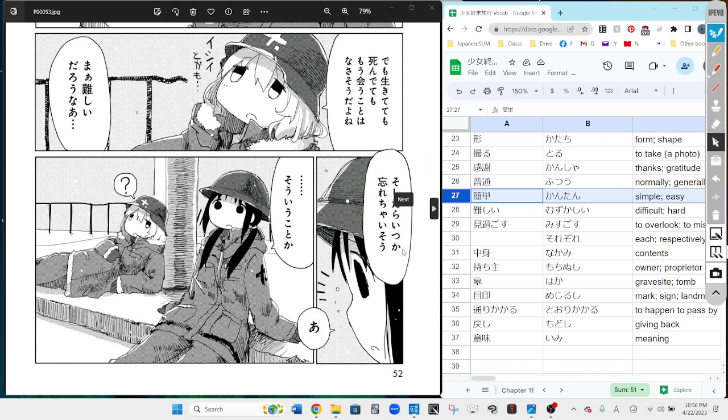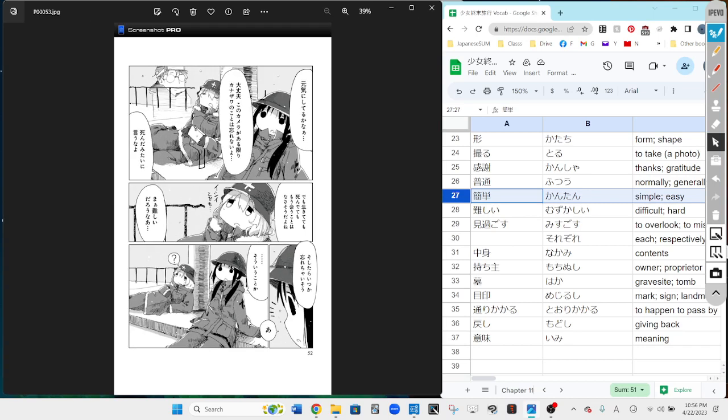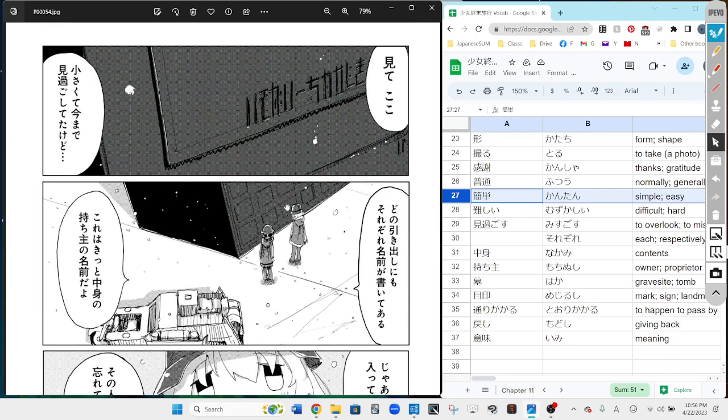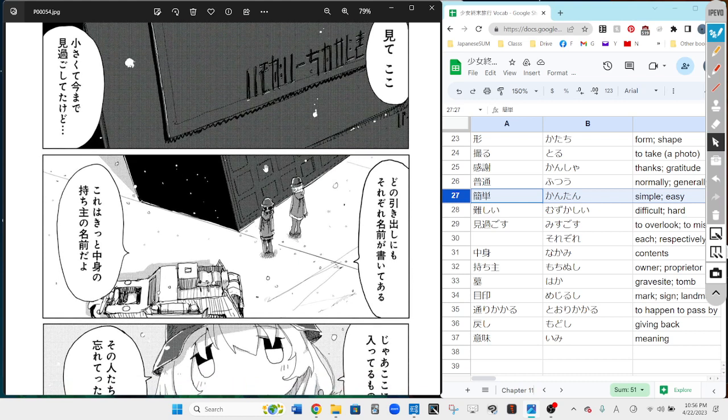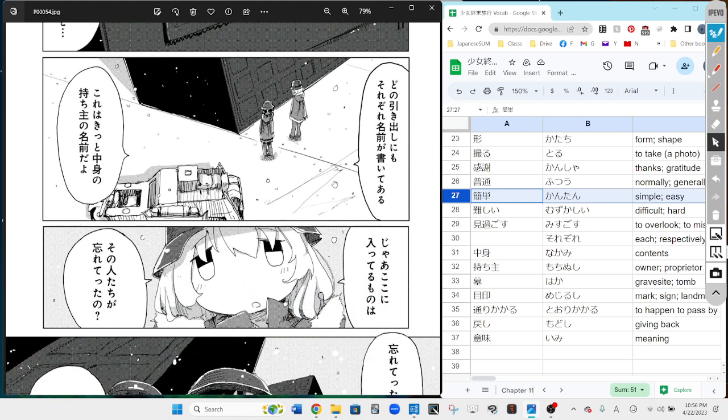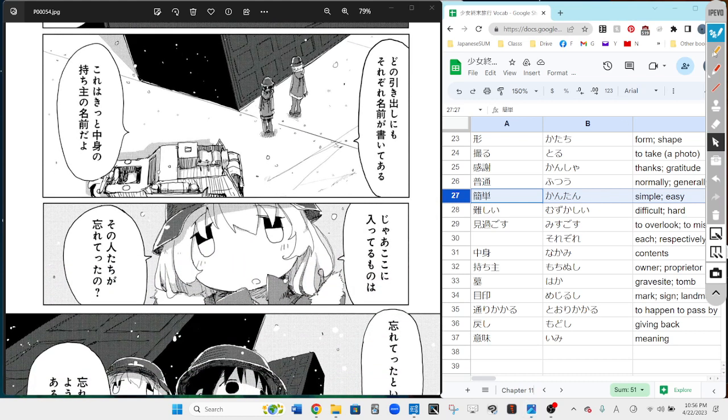So shitara ichika wasurechao cha tai so ah so iu koto ka. Well, and then one day we'll completely forget them. Oh, that's what that means. Mite koko chisakute imamade misugoshite kita kedo. So look at this right here. It's small, so I kind of overlooked it until now.